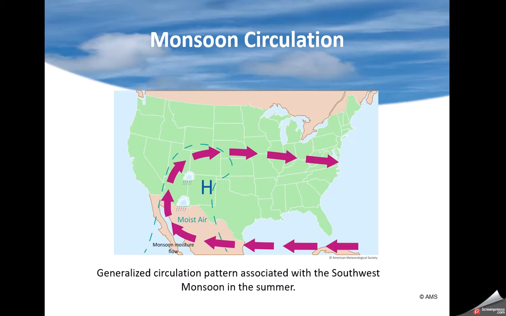Above the low pressure at the surface is actually high pressure. And that keeps this moisture flowing right around that area so that almost all their rain in the southern part of Arizona and New Mexico comes from this monsoon circulation.